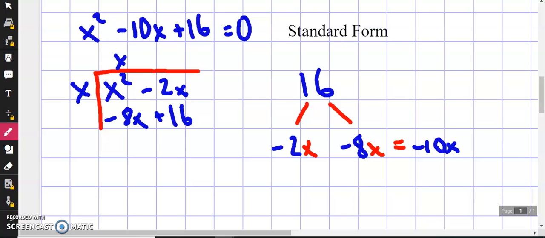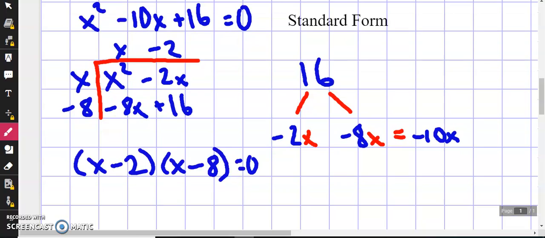When I go to the bottom row, negative 8 and 16 will both divide by negative 8. And then when I go across the second column, the negative 2 and 16 will both divide by negative 2. And once again, negative 8 times negative 2 multiplies to 16, so I know I've got everything set up correctly. So my factored form then becomes x minus 2 times x minus 8 equals 0.